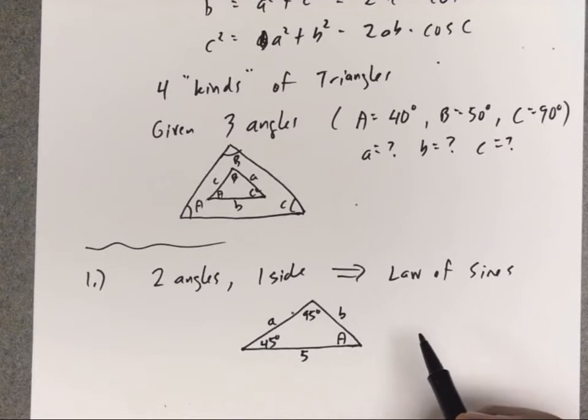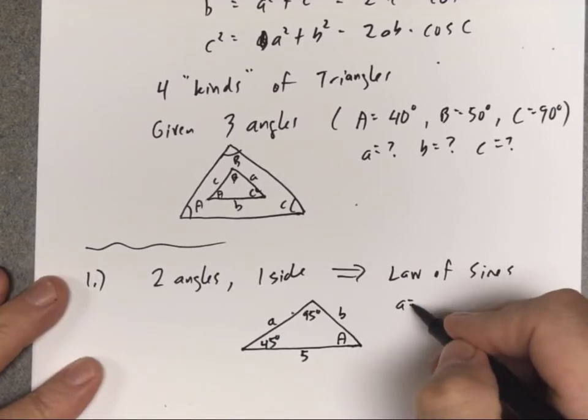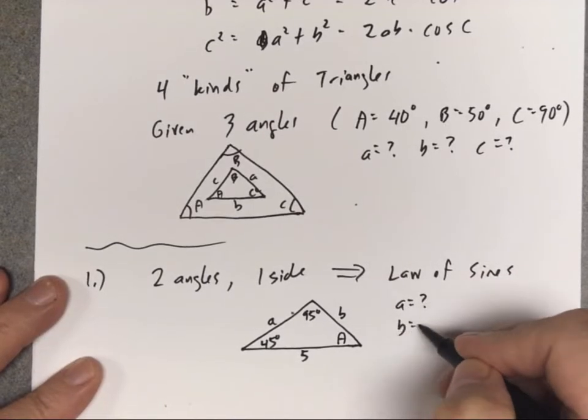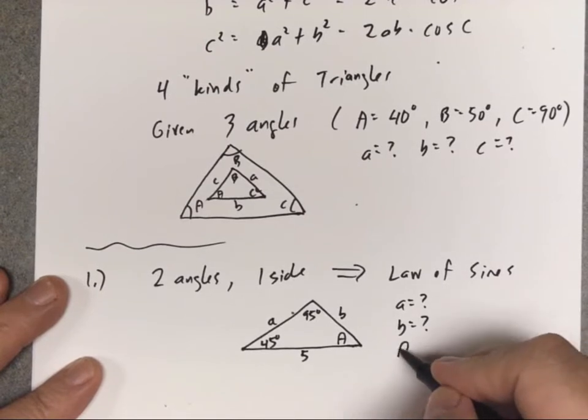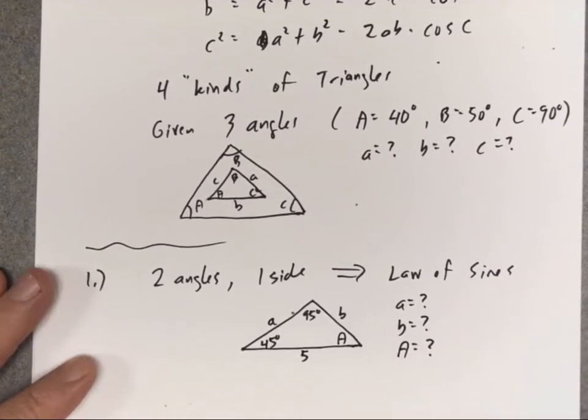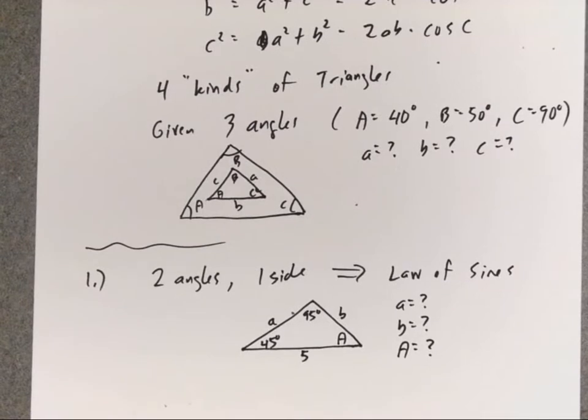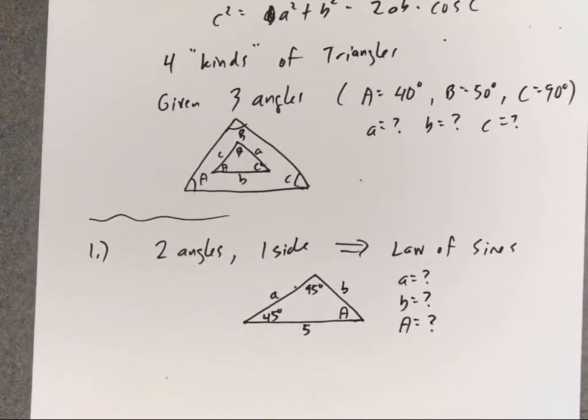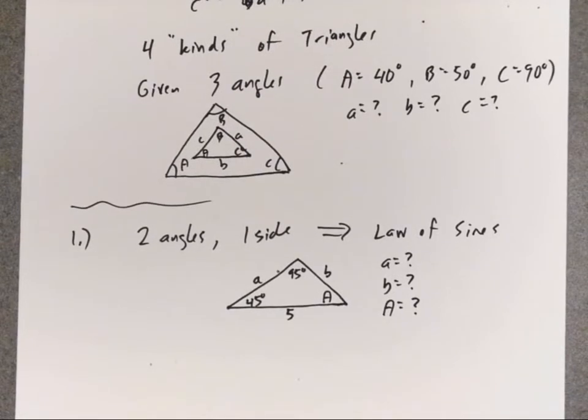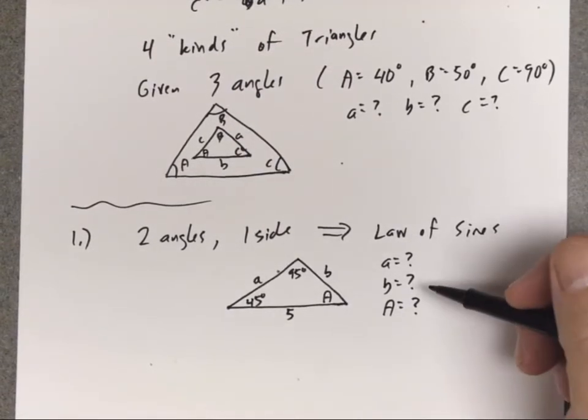So therefore, what do I have to figure out? I have to figure out the length of side A, the length of side B, and the angle A. Let's say for some reason you're given this on the test and you're nervous and you start to forget and you think, oh no, should I use law of sines or law of cosines? What if I tried to use law of cosines?